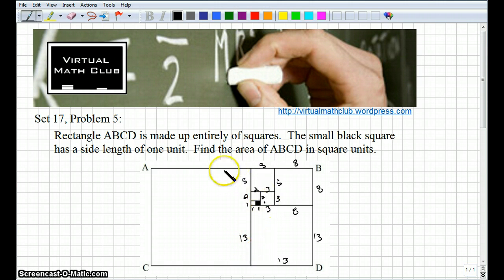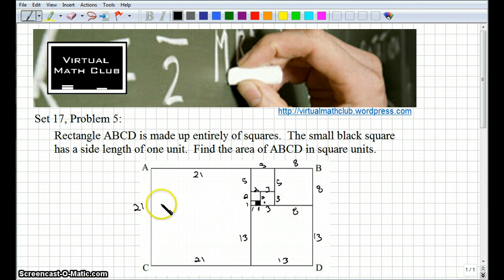Now we just have one more square to figure out. It's adjacent to this 5 by 5, a 2 by 2, a 1 by 1, and a 13 by 13. So if we add up all of those side lengths, 1 plus 2 is 3, plus 5 is 8, plus 13 is 21. So this is a 21 by 21 square.